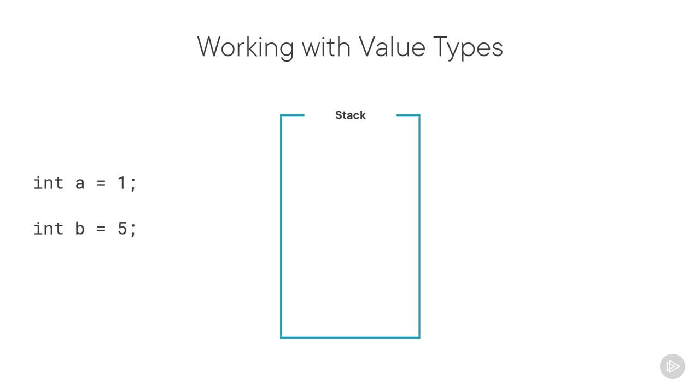Here we create a few integer values, a equals 1 and b equals 5. What's essentially happening here is that these variables are created on the stack and they immediately contain their value. If we could look in the memory of our C# application, think of it like a box with a label A, and when you look in that box, it'll contain the value 1.